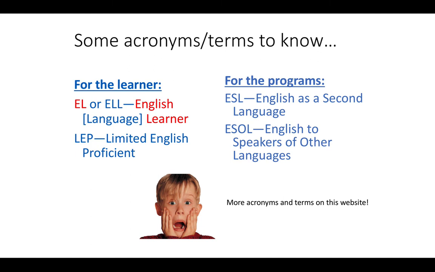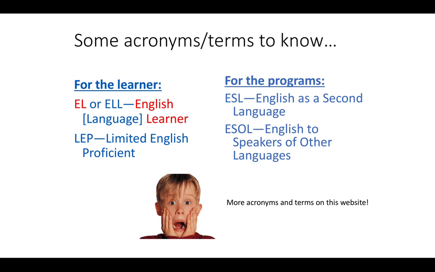Here's just a couple of acronyms that you'd need to know. First is EL or L or ELL. In the state of Texas in July of 2018, Chapter 89 was changed a little bit to use just EL or English learner to depict our students who are either in bilingual or ESL programs. So these are students whose dominant language is not English.